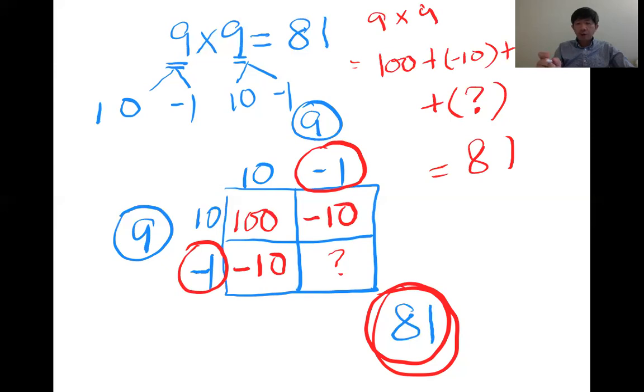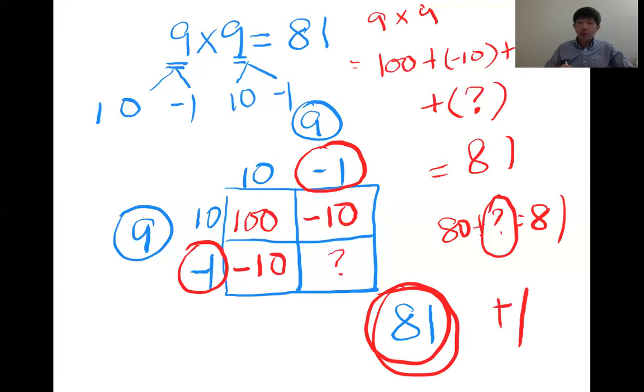All right, so now 9 times 9 is how many? Here we add together 100 plus -10 plus -10, which is 80. 80 plus one number will equal 81. So the question mark here has to be +1. Does it make sense to you? So that's why we can use the German method to explain why a negative times a negative equals a positive. Okay.